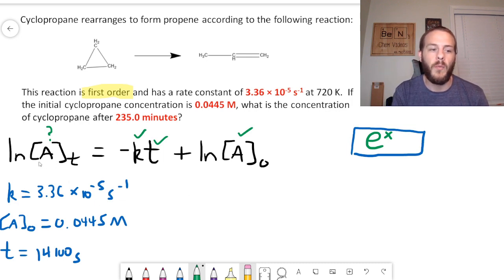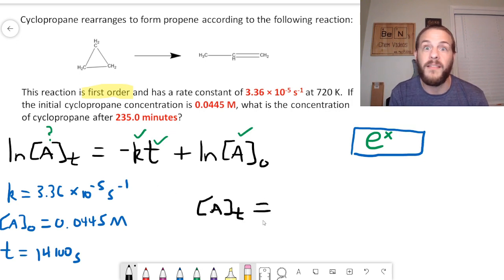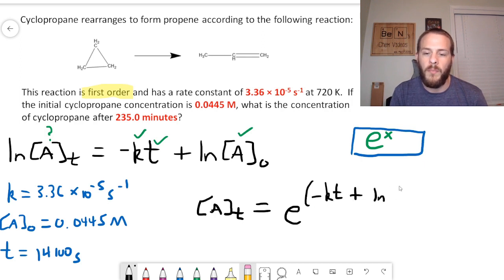So what is that going to look like? Well, if I take e to the ln of A sub t, that's just going to be the concentration of A sub t, right? So that gets this all by itself. And then we're also going to be left with e to this whole thing up here, where we have minus kt plus the natural logarithm of the initial reactant concentration. So this whole thing is what we're going to be raising e to the power of.